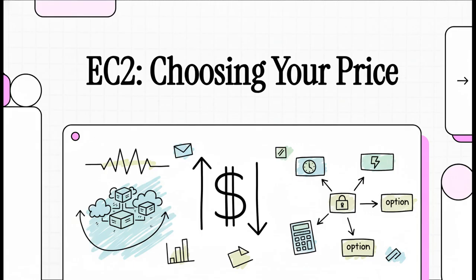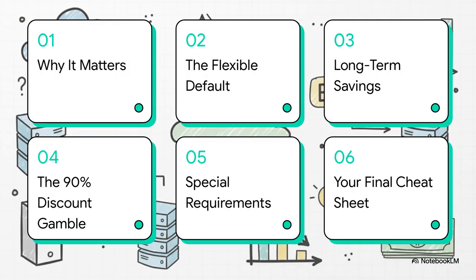Let's dive right in. So here's the game plan. First, we'll talk about why this choice is so critical. Then, we're going to walk through the main options, the flexible default, on demand. Then we'll get into the long-term commitment stuff for saving big bucks. After that, the high-risk, high-reward gamble, and some special cases. And of course, we'll wrap it all up with the ultimate cheat sheet to make sure it all sticks.